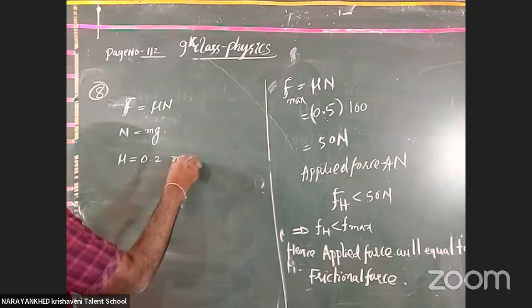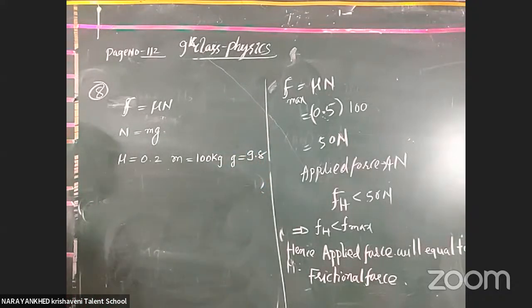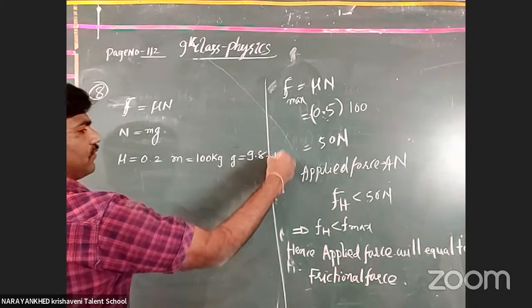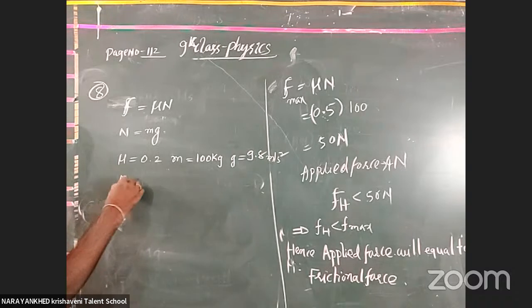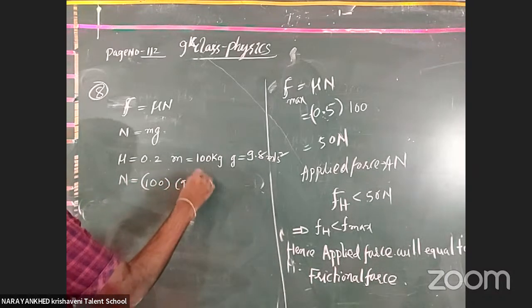And m is equal to, also they given how much? 100 kg. Yes. g is equal to, you take 9.8. Okay, exactly, 9.8 meters per second square. Now N is equal to mg. In the place of mg, you have to substitute here 100 into 9.8. Okay, got it or not?